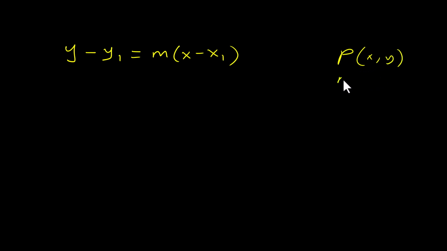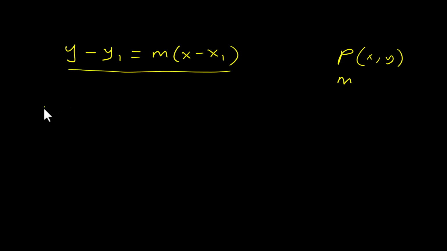Now, how do we form an equation of a straight line? The equation of a straight line can be formed by using the formula y minus y1 equals m times x minus x1. This is the equation of a straight line with gradient m and a point (x1, y1), with slope m, and it can be formed using this formula.